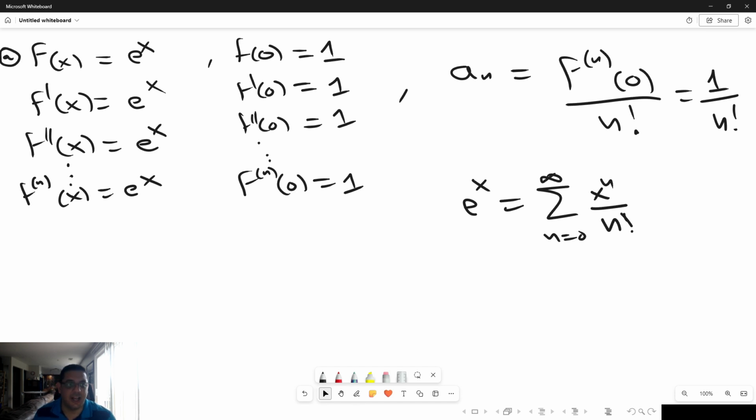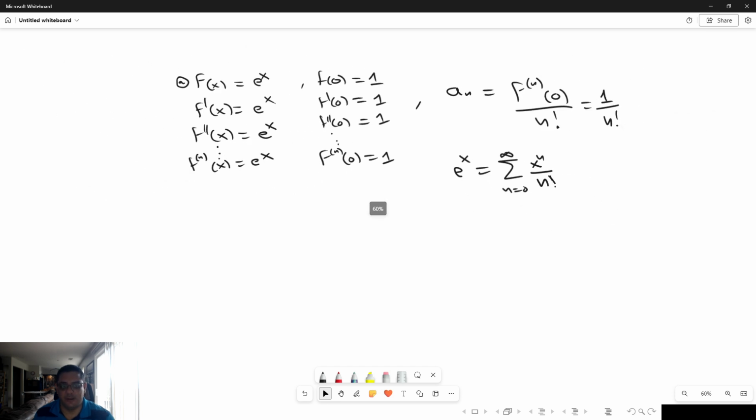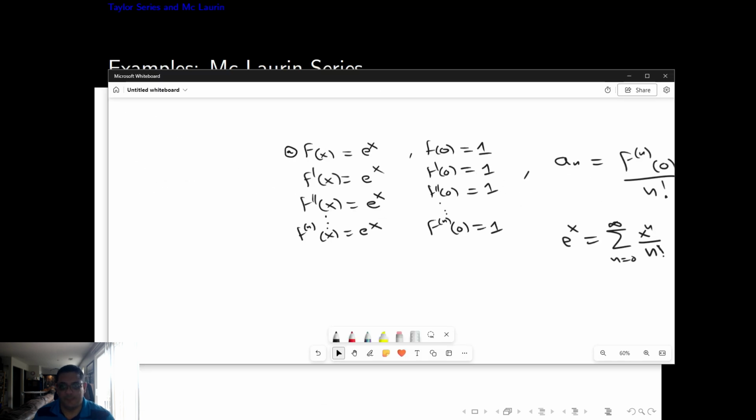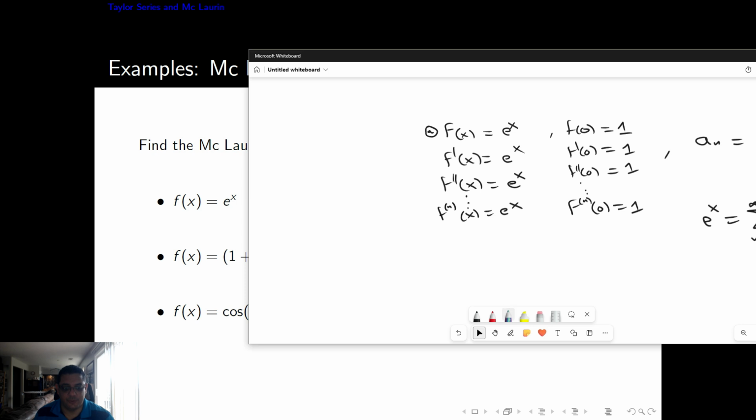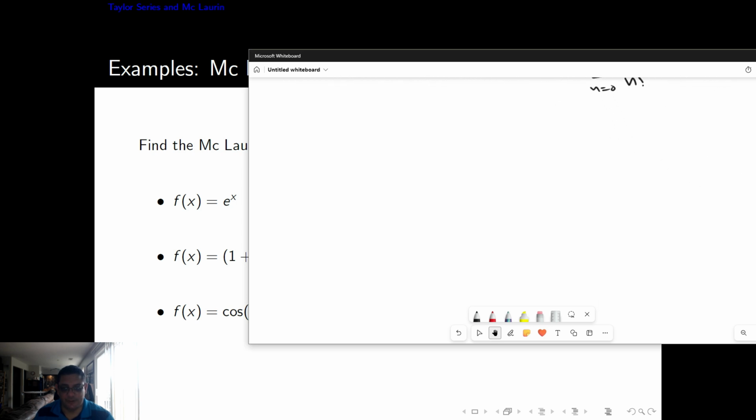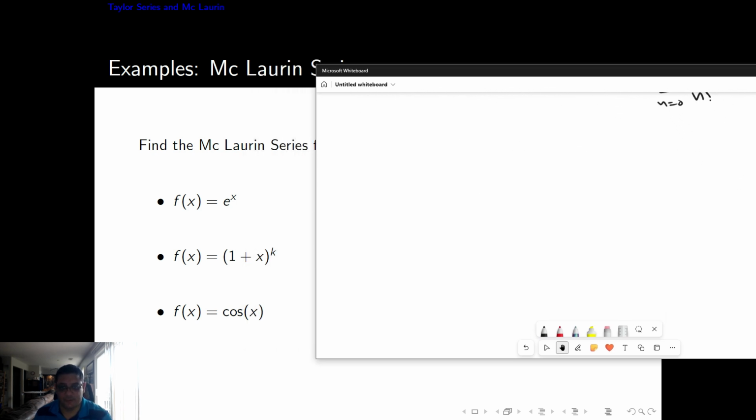Now, things are not so easy in other scenarios. Sometimes you're going to have to do a little bit of work to find the actual coefficients, and that's one of the cases here. For example, in the next scenario, f of x is just going to be (1 plus x) to the k. Now the first derivative here is just going to be k times (1 plus x) to the k minus 1.